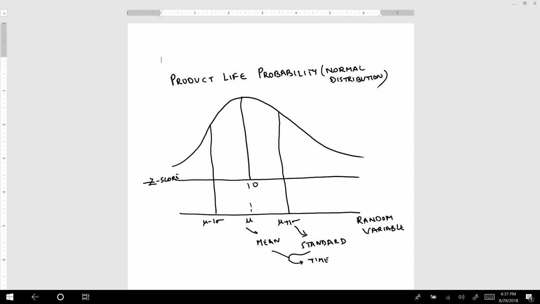So mostly your textbook would say mean life or mean wear out time. So if a product is there, how long it will take for it to wear out, and the standard deviation would be standard deviation of wear out time. This is for a product.